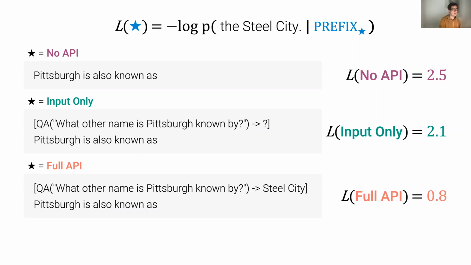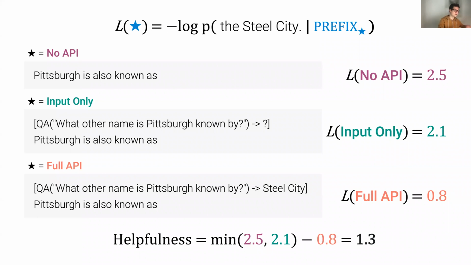In other words, an API call is helpful if the loss that we get from doing the API call is lower than the loss that we get from not doing the API call or from providing the input only. So we define our helpfulness by saying, okay, we'll just take the minimum of the first two losses, the one without any API call and the one with only the input. And we look at the difference between the minimum of those losses and the loss that we get from our full API call. And that is our helpfulness score. So in this case here, we might end up with a helpfulness score of 1.3.